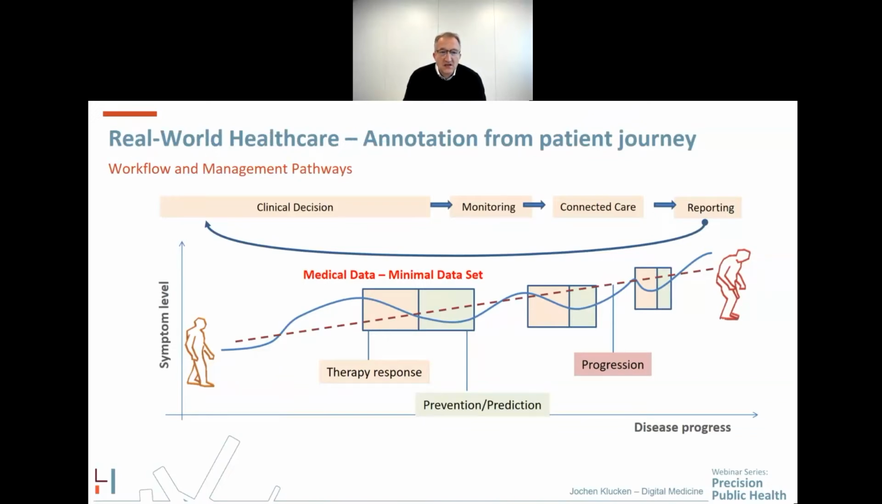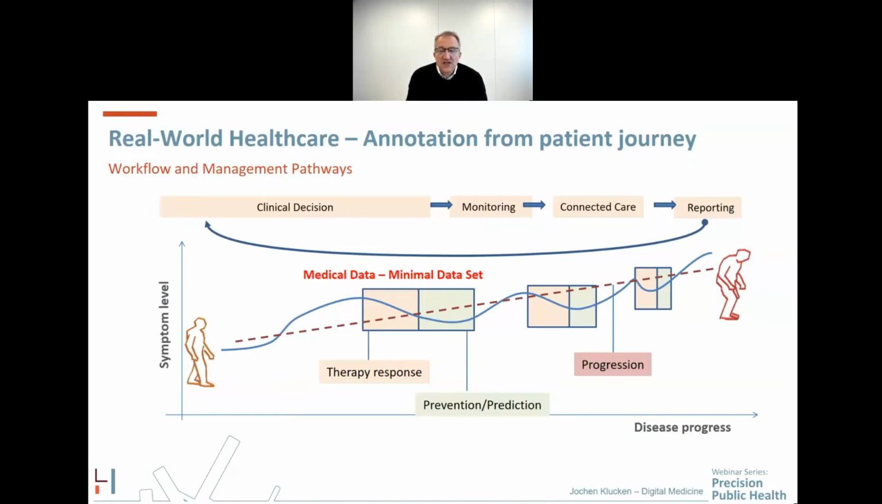And you see here something which we call the patient journey or patient management pathway, where the clinical decision requires continuous monitoring, connected care information, and reporting back to continuously adapt the clinical decision in the treatment paradigm, in the end, to reach the best progression line over time.